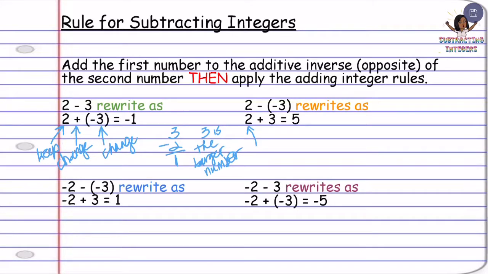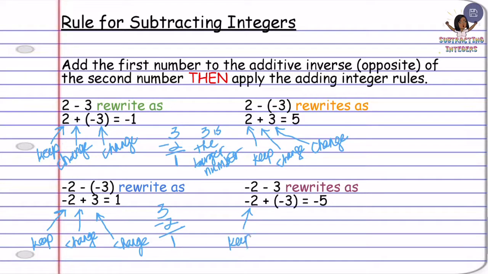For the next example, we have 2 minus negative 3. So we rewrite it as 2 plus positive 3. You keep the first number, you change your subtraction to addition, you change your negative 3 to a positive 3. And so now we have just 2 plus 3, which equals 5. Next, we have negative 2 minus negative 3. We can rewrite this as negative 2 plus 3. Keep the negative 2, change your subtraction to addition, change your negative 3 to a positive 3. Now you need to apply your addition rules. Because the two numbers have different signs, we need to subtract, and that's how we get 1 as the answer.